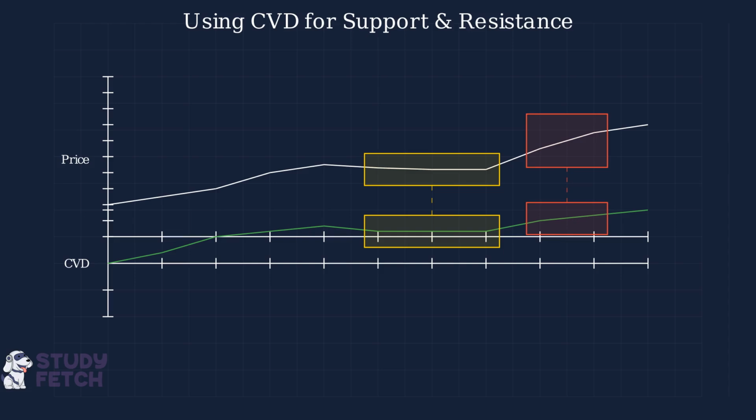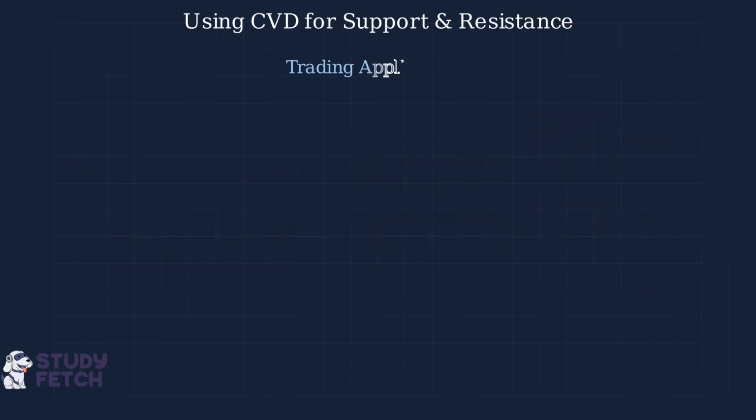Similarly, we see resistance forming here as the CVD line briefly slows its ascent, showing temporary equilibrium before buyers overwhelm sellers again. Now let's explore how traders can use these CVD-identified support and resistance levels for making entry and exit decisions.